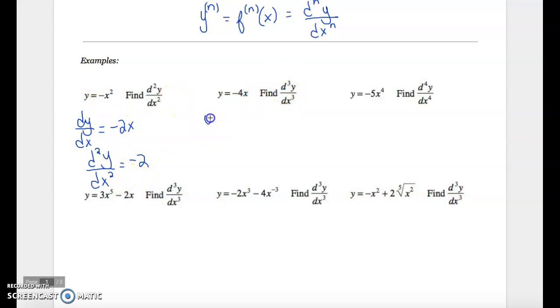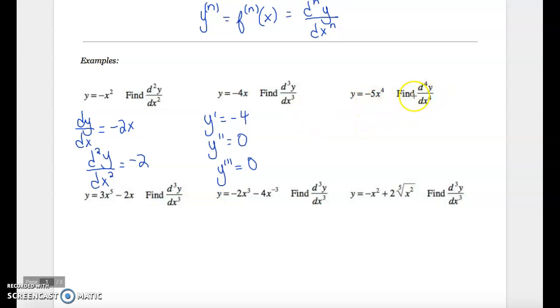This one, they give me y, so then y prime would be negative 4. Y double prime would be 0, because the derivative of a constant is 0. And then look at this, y triple prime would also be 0. With polynomial functions, you'll find that if you take more and more derivatives, eventually you'll narrow everything down to 0, because your exponent on your x will just keep decreasing until your x's are gone, and then you just have constants, and the derivative of constants is just 0.